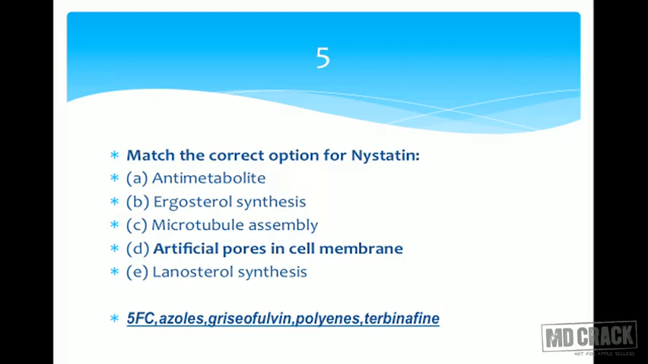For your kind information, I have added the description of the rest of the mechanisms. The first is antimetabolite, and which one is the antimetabolite for your revision? 5-FC, 5-flucytosine. Next one is ergosterol synthesis. This ergosterol synthesis is blocked by the azole antifungals by inhibiting the conversion of lanosterol to ergosterol. Next, microtubule assembly. The drug which inhibits the microtubule assembly is griseofulvin. It's written down. Next, artificial pores in cell membranes. What we discussed just now is polyene antibiotics.